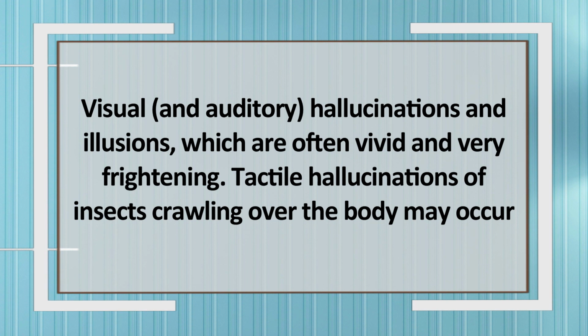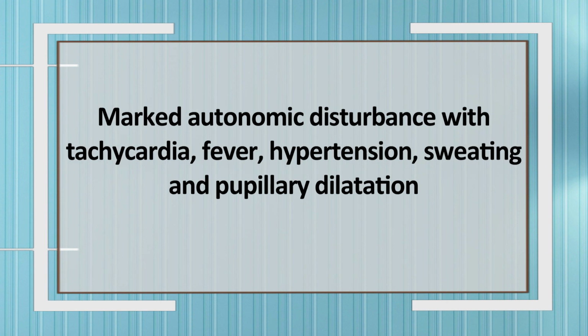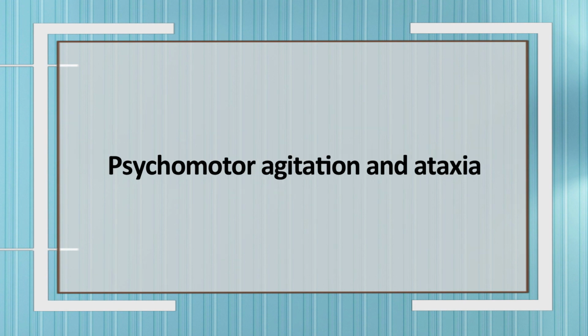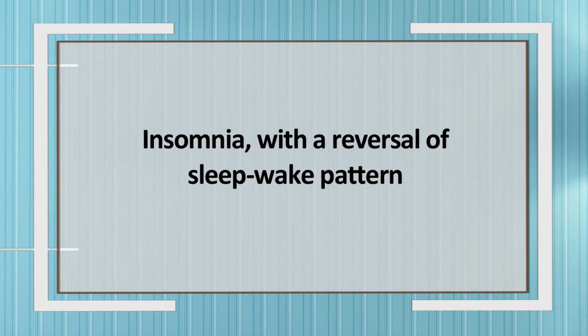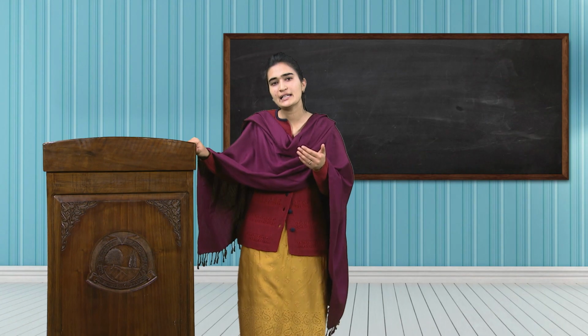Tactile hallucinations of insects crawling over the body may occur. Fourth, marked autonomic disturbance with tachycardia, fever, hypertension, sweating, and pupillary dilation. Fifth, psychomotor agitation and ataxia. Sixth, insomnia with reversal of sleep-wake pattern. Seventh, dehydration with electrolyte imbalance.